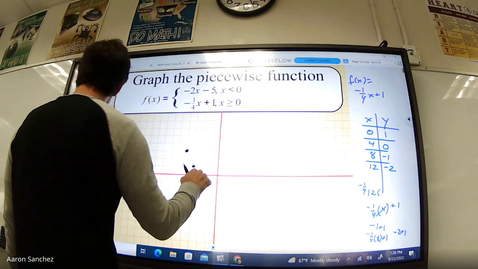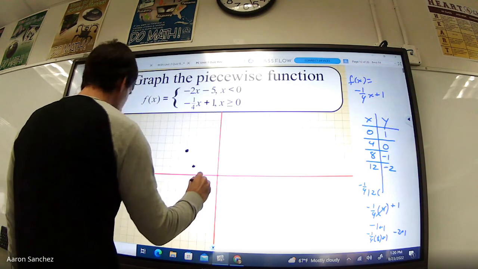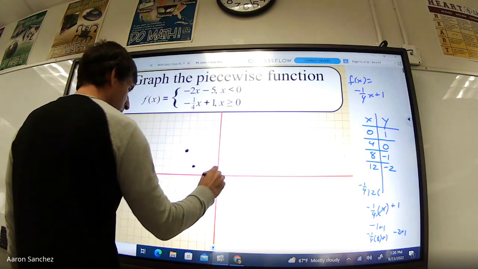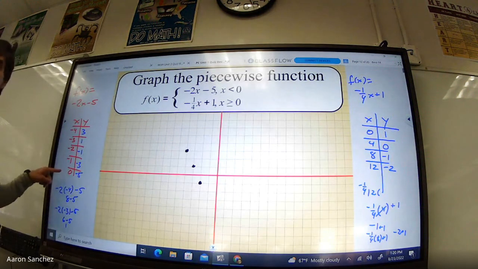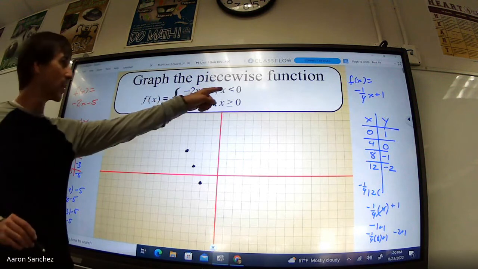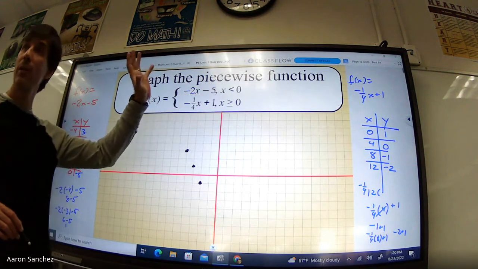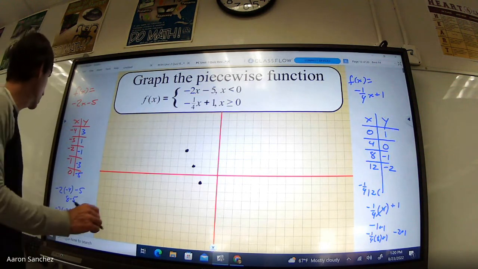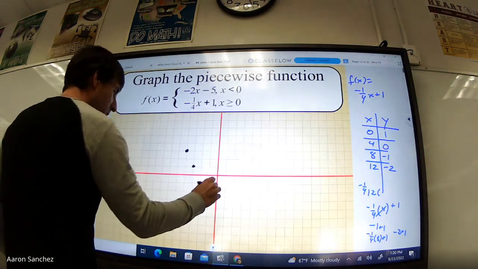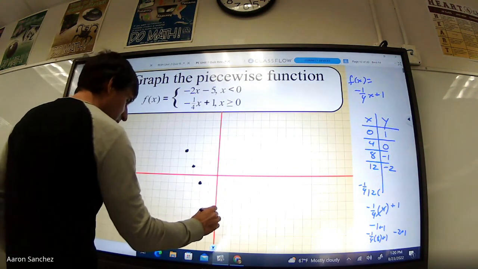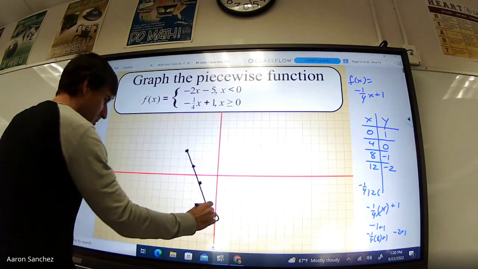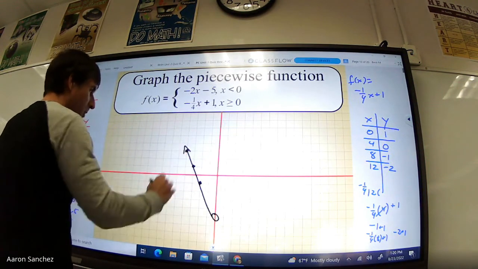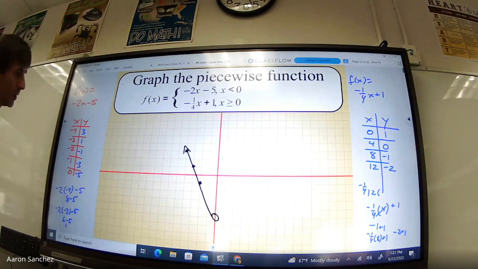-1, 2, -1. And then 0, negative. Okay, now this is not equal to 0, right? This is less than 0, but we got to put the 0 there. So we do -0, -1, 2, 3, 4, 5. Do an open circle. We'll go like this and put an arrow. That's that half.